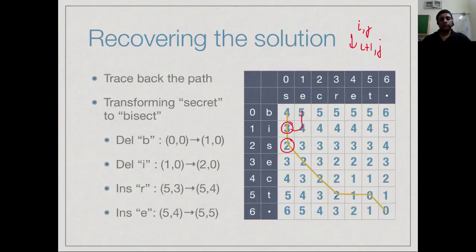Similarly, at this place I go right. This means I go from ij to ij plus 1. This corresponds to inserting. So what I can read off from here is that when I'm going, I delete this b, I delete this i, then I come here, I insert this r, and I insert this e. And these are exactly the 4 changes that I need to make in order to transform bisect into secret.